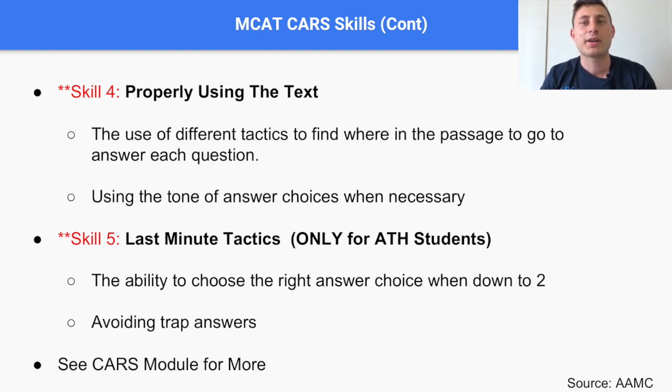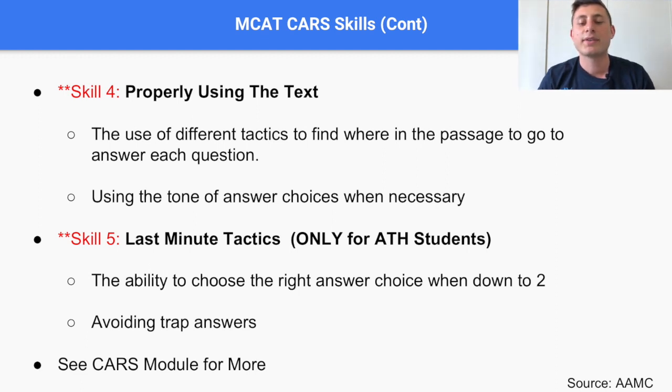So what we're going to be talking about is how can you do that? What's a systematic approach to going into the text and finding the information you need to answer every single question? Also using the tone of answer choices when necessary, and using the text to figure out what the author's tone is will be helpful. We'll talk about this later.